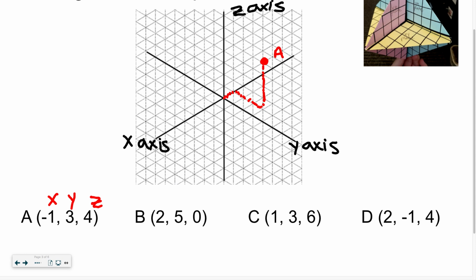In which octet is that point A located? Octet 2. We went behind octet 1, we went to the right, and we went up. So this one here is in octet 2, if you want to label it. Excellent. Okay, I'll do B, and then I'll let you do C and D, and then I'll put them up.